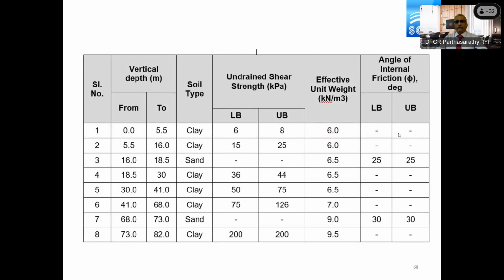This is the geometry of the spud can. So please examine the geotechnical data. You have very soft clays up to 5.5 meters. Then you have soft to firm clay between 5.5 to 16 meters. You have a very thin layer of sand, 16 to 18.5 meters. And you have firm clay, and then it becomes stiff with depth.